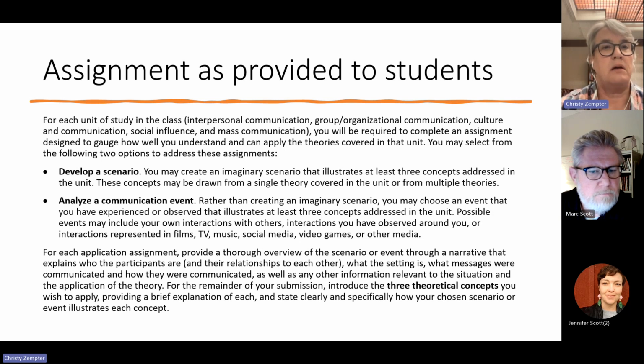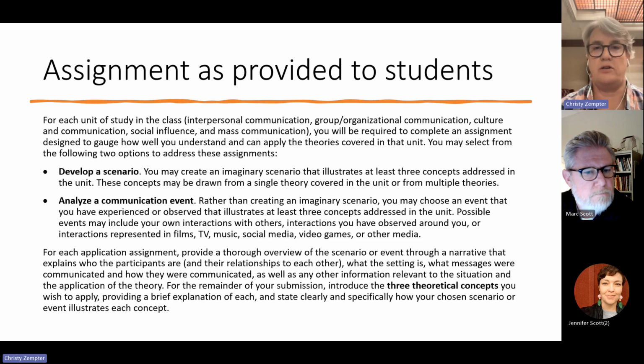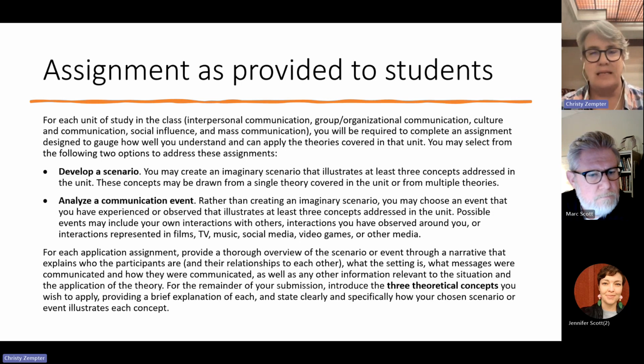From there, detailed instructions on, this is how I want you to provide an overview of the scenario. I want to understand what the relationships between people are. I want to understand the setting. I want to understand all the factors that might be relevant to the theoretical concepts that you're using. And so I spell all that out. That's in the syllabus, but we also talk about it multiple times in class.